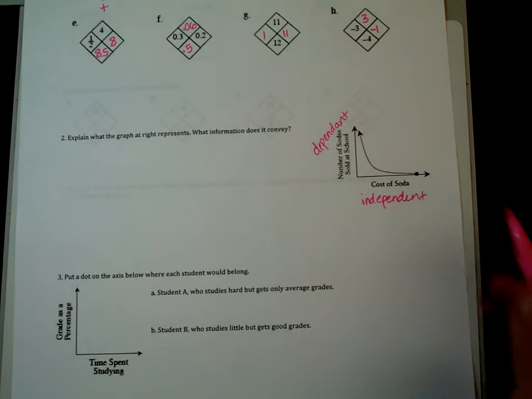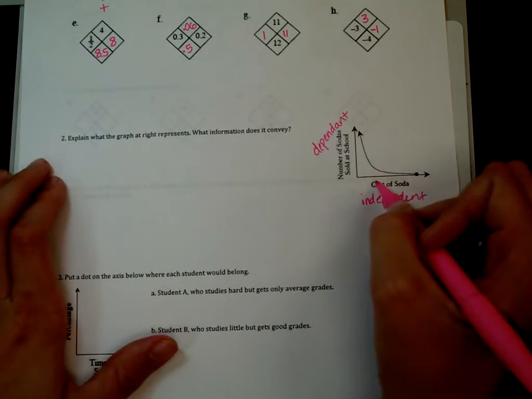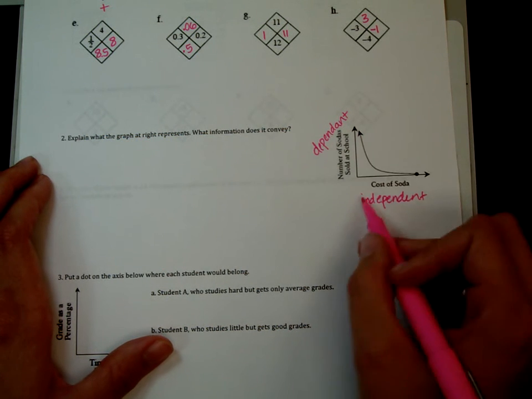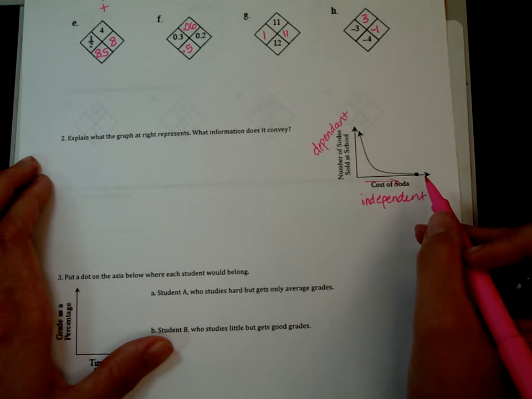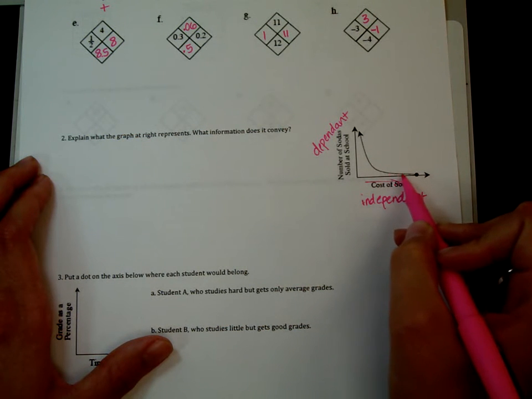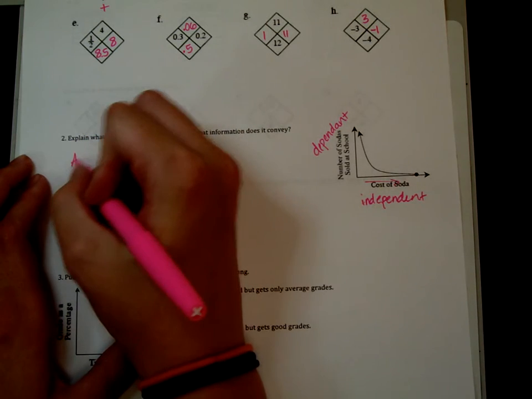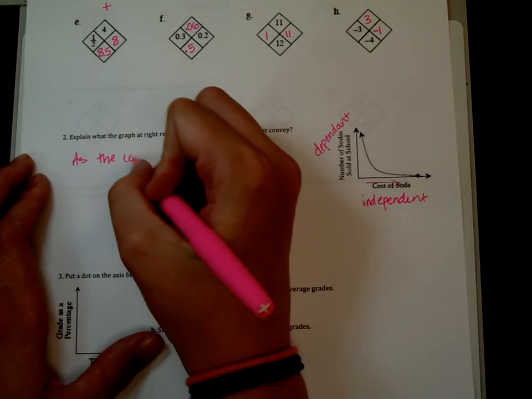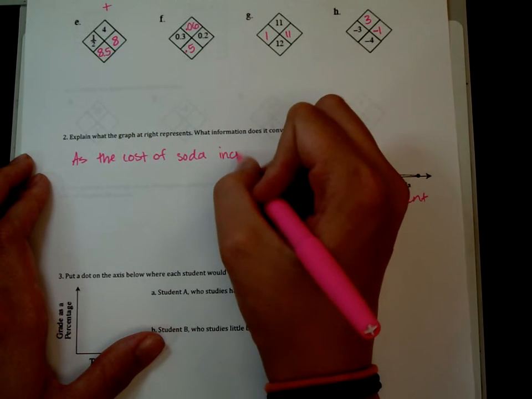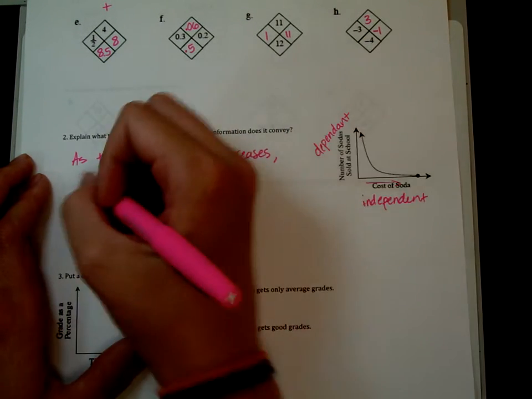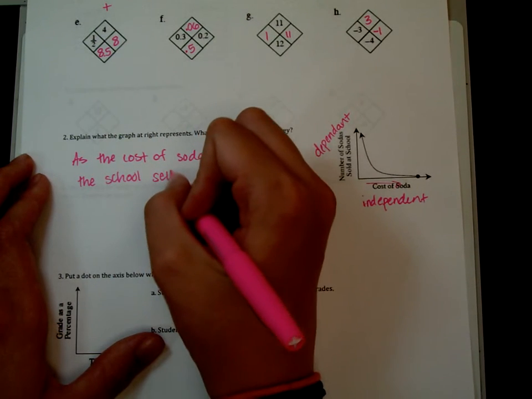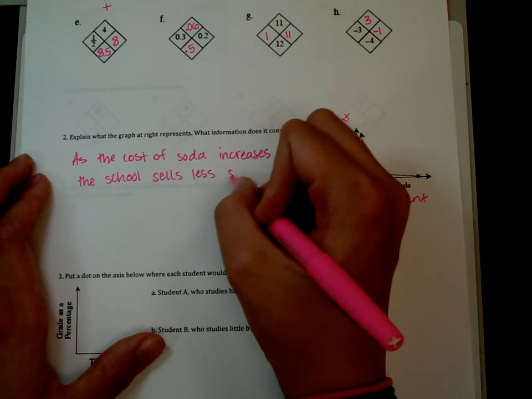So as we can see, if the cost of soda is really low, we're going to sell a lot of sodas. But as we increase the cost of the soda, the number of sodas sold gets smaller and smaller and smaller. So as the cost of soda increases, the school sells less soda.